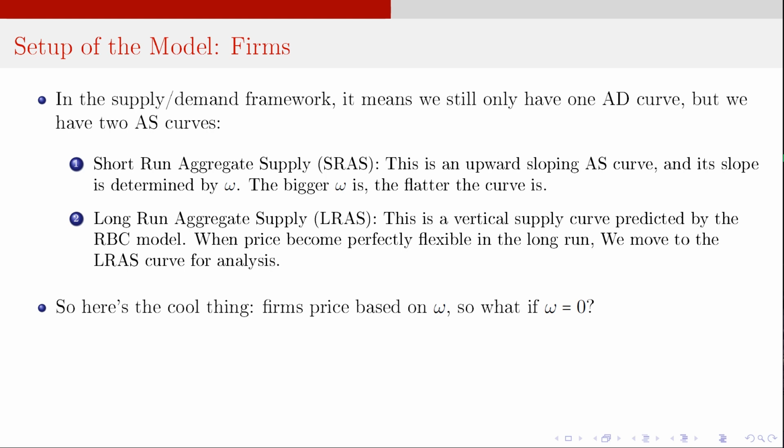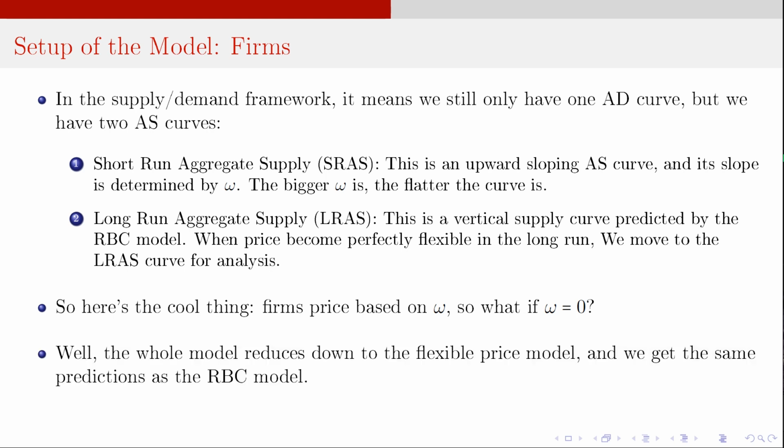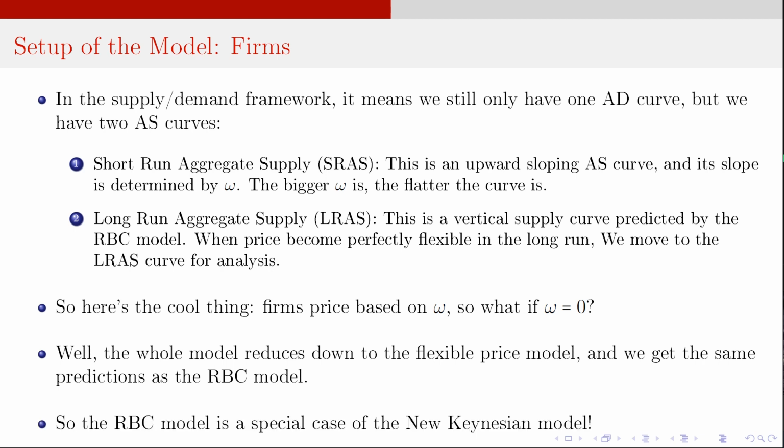So here's the cool thing about this. Firms set their prices based on omega. So what if omega was equal to 0? Meaning all firms could change their prices in response to any shock whatsoever. Well, in that case, the whole model simplifies to the flexible price model, and we get the exact same results and predictions as the RBC model. So the RBC model is really a special case of the new Keynesian model.